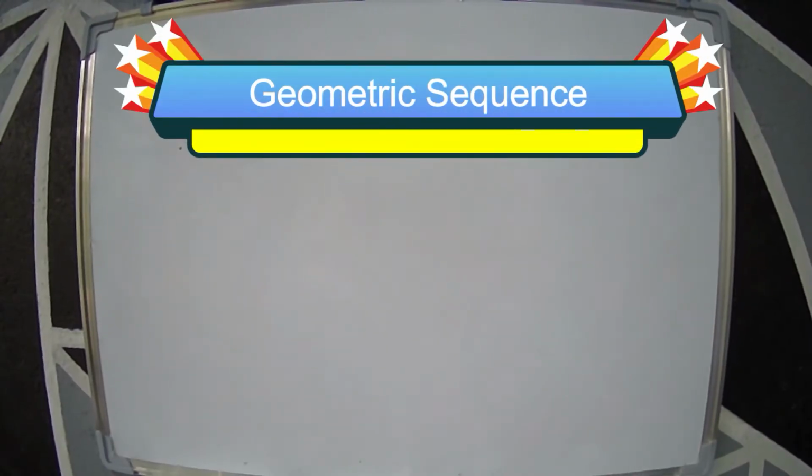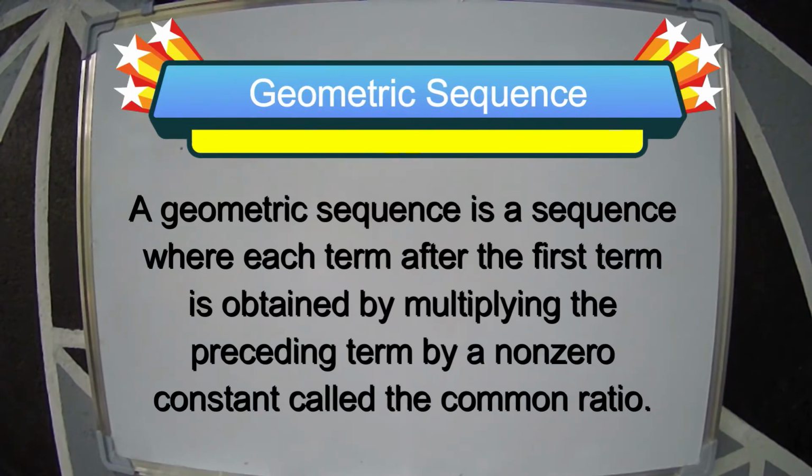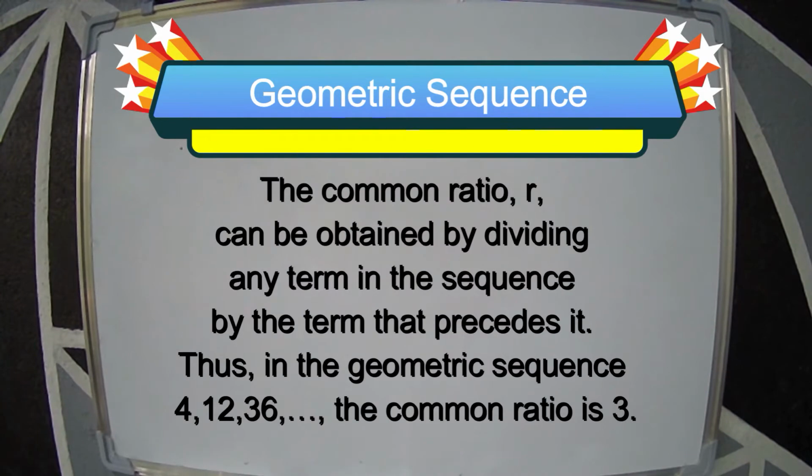Geometric sequence. A geometric sequence is a sequence where each term after the first term is obtained by multiplying the preceding term by a non-zero constant called the common ratio. The common ratio r can be obtained by dividing any term in the sequence by the term that precedes it. Thus, in the geometric sequence 4, 12, 36, and so on, the common ratio is 3. Simply, 12 divided by 4, that is 3, or 36 divided by 12, that is also 3.